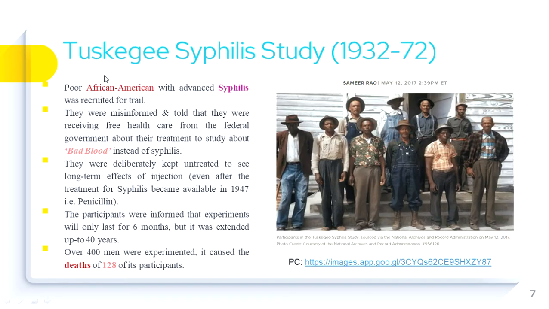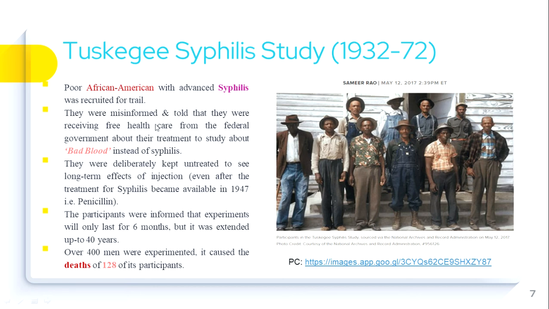So next we will look at one more example, that is the Tuskegee syphilis study. It was conducted from 1932 till 1972. Syphilis is a sexually transmitted disease that is caused by a bacterium known as Treponema pallidum. This experiment was conducted on poor African American communities that were suffering from an advanced level of syphilis. They were misinformed and told that they were receiving free healthcare treatment from the federal government to study bad blood instead of syphilis.